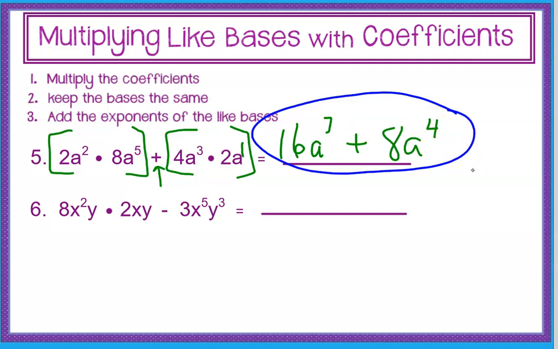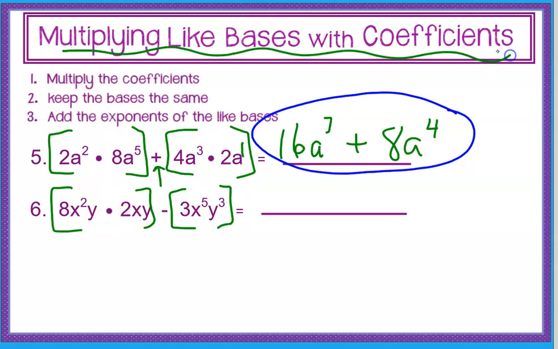All right, let's take a look at our second question here. Number 6. This is a problem that is multiplying like bases. So that's the task. This one has no multiplying in it, so there's nothing for us to do.